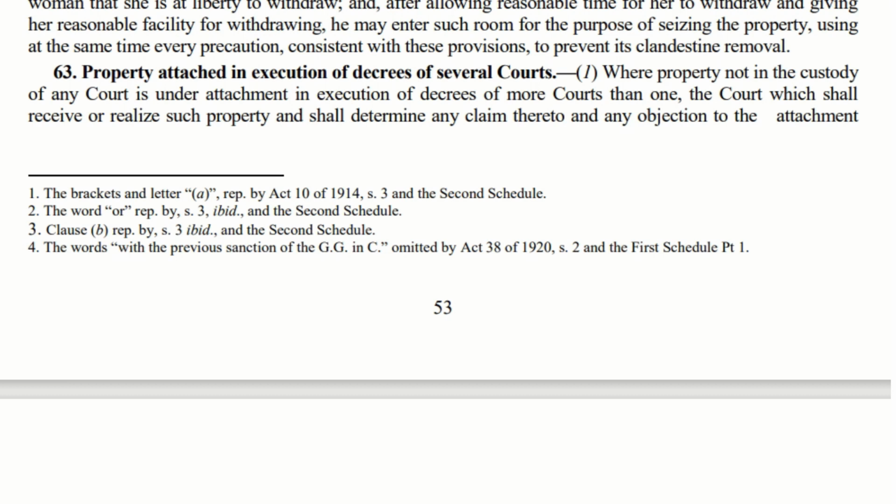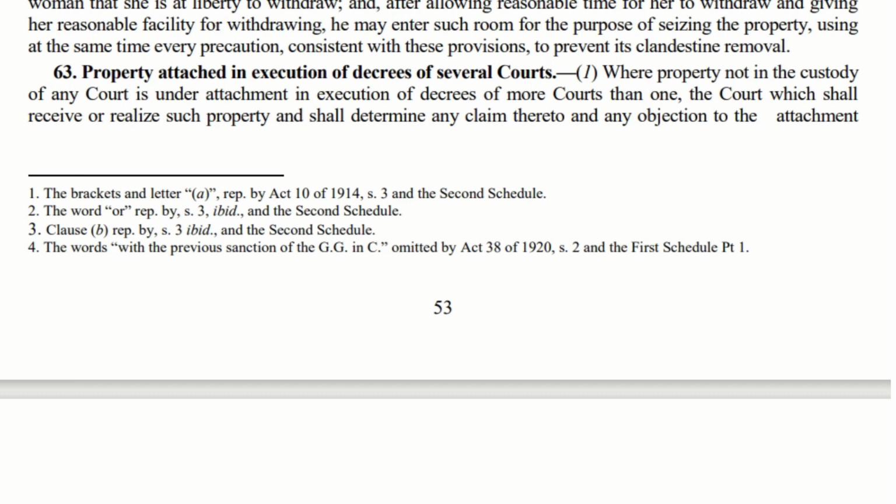Let us move to section 63. Property attached in execution of decrees of several courts. Once a question was asked from this particular section 63 subsection 1. The question was whether a property which is already in attachment can be removed by an equivalent court.